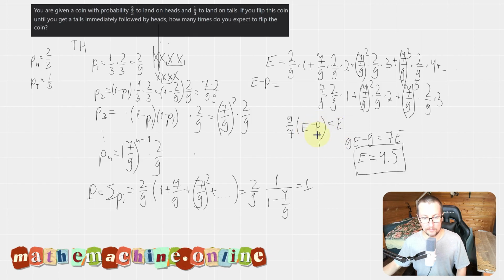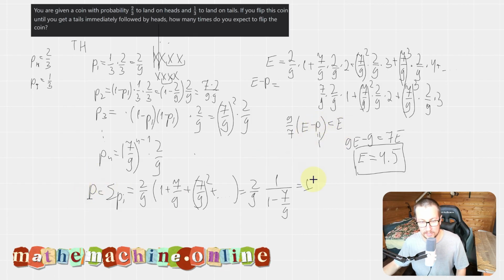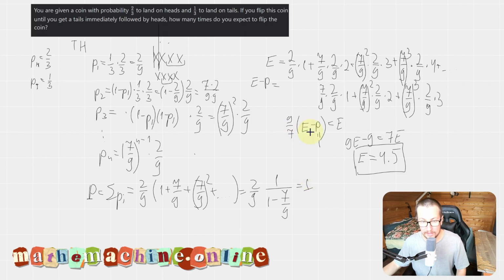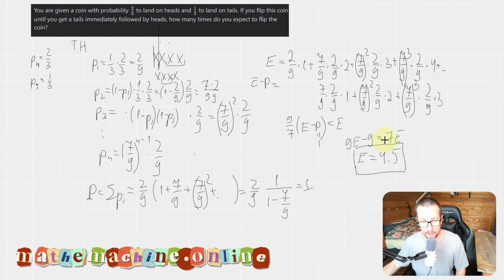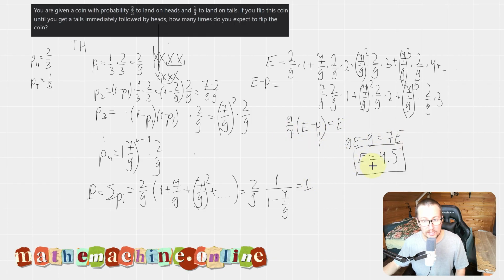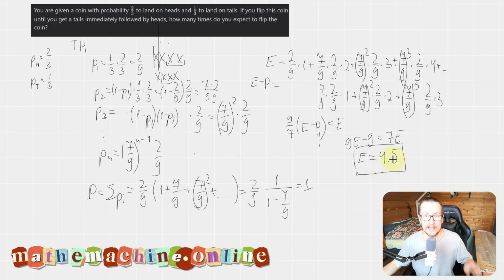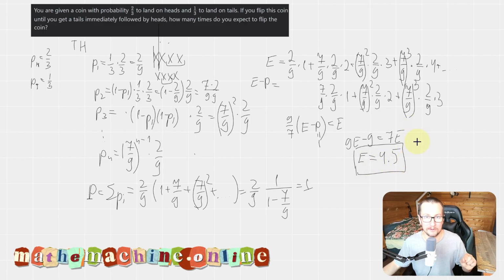And then the total probability p is 1. Then we make a very simple linear equation, we solve it, and we get e equals 4.5. And this finishes everything, guys.